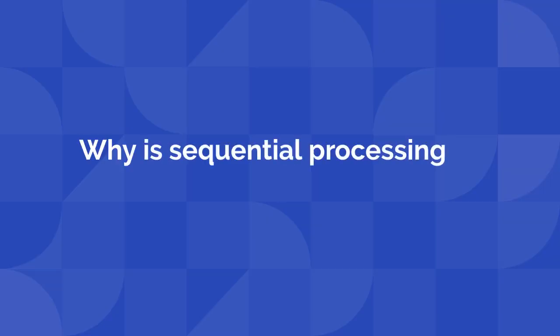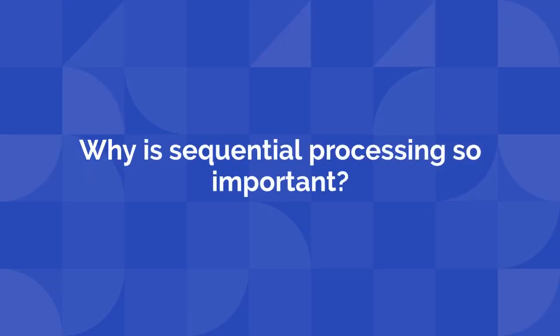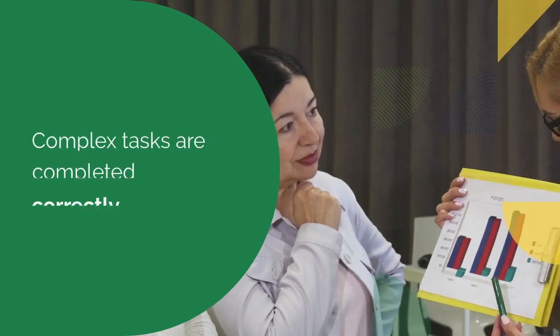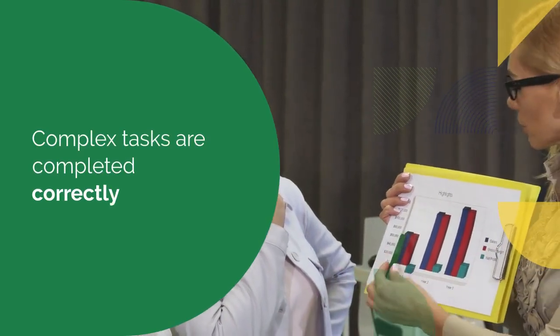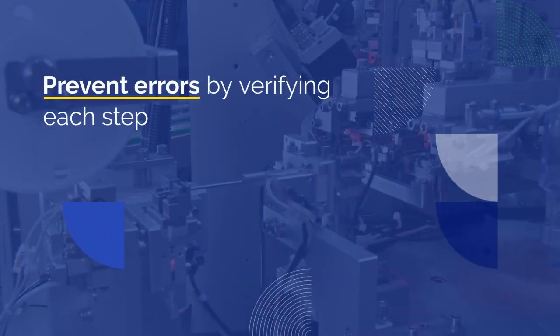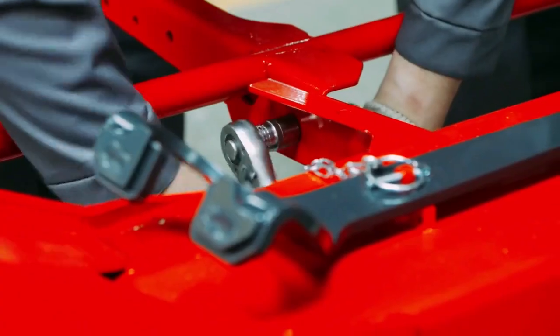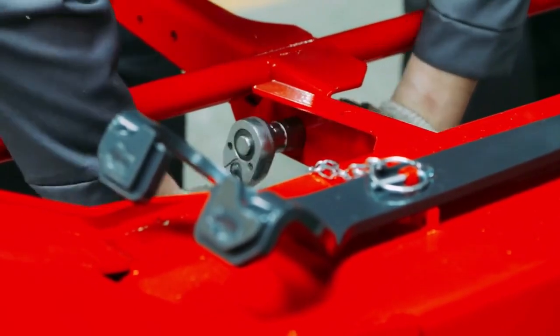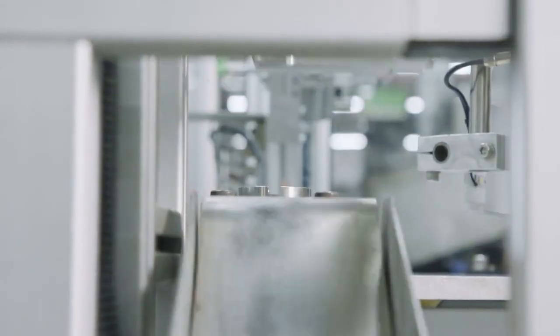Why is sequential processing so important? Well, it brings order and predictability. It ensures that complex tasks are completed correctly. It helps prevent errors because you can verify each step before moving on. It's crucial for tasks where the outcome of one step directly affects the next. It guarantees that nothing is missed.